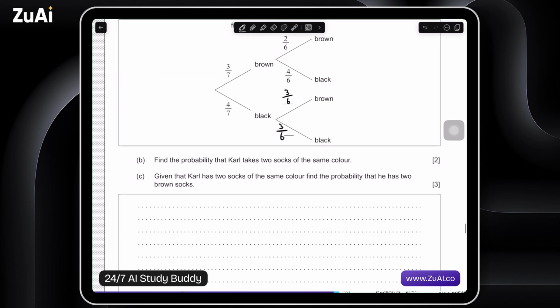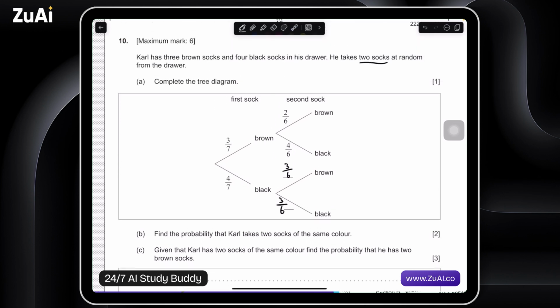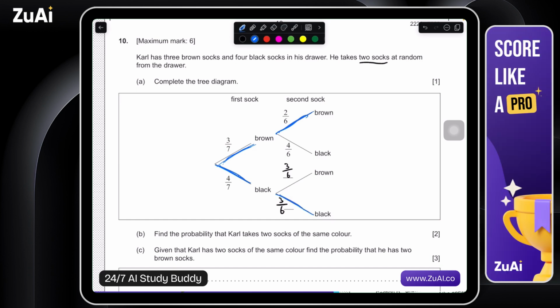Okay. Find the probability that Karl takes 2 socks of the same color. So how does that happen? He can either have a brown sock and a brown sock. That will result in him having 2 socks of the same color, or he can take a black sock and a black sock. So to find the probability that he gets a brown, if we have a tree diagram here, we just multiply along the channels.